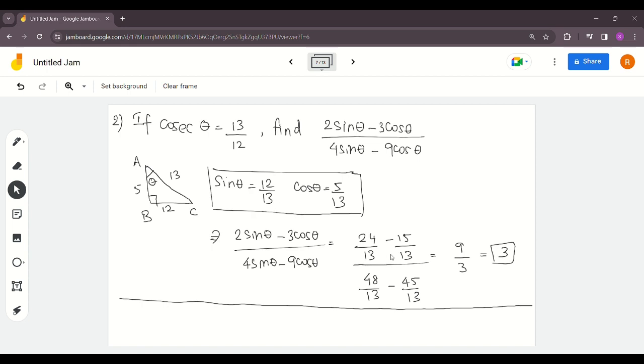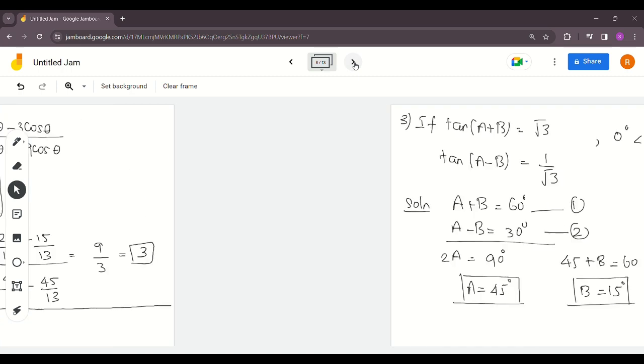13 is a common denominator. Subtract it straight away, you get 9 by 13. And here also 13 is a common denominator, you get 3 by 13. 13 and 13 will get cancelled, so you get 9 by 3, which is 3. So this is the final answer. I hope you guys are able to understand.